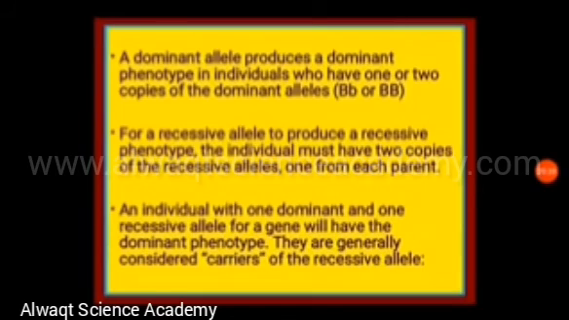So it should be noted that for an individual to come down with a recessive trait, for example, to have blue color of eye or have abnormal skin pigmentation, that is being an albino, he or she must have inherited only the recessive alleles from both parents. Now, for a recessive allele to produce a recessive phenotype, the individual must have two copies of the recessive alleles, one from each parent.